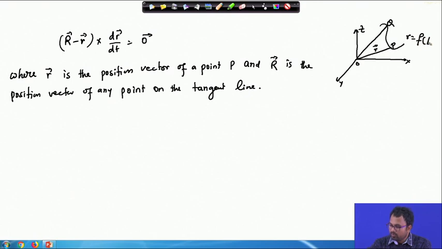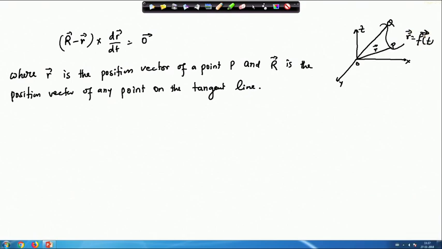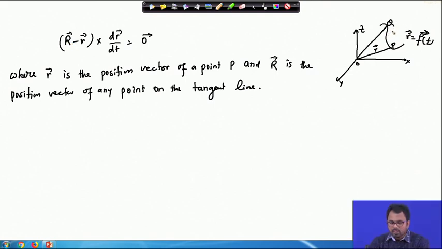So if you want to calculate the equation of the tangent line, then for the given curve we calculate dr dt, and then taking the difference of capital R, which is the position vector of any arbitrary point, with small r, and then cross product with dr dt will give us the required equation of the tangent to that curve r equals f of t.